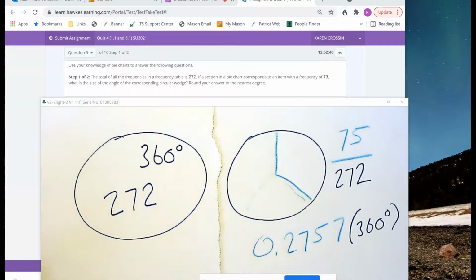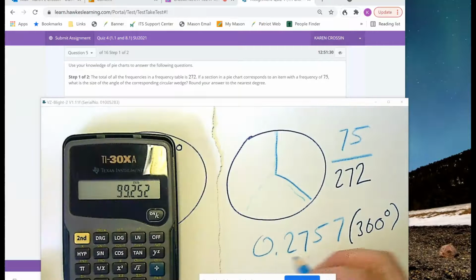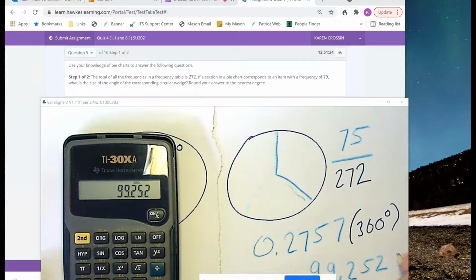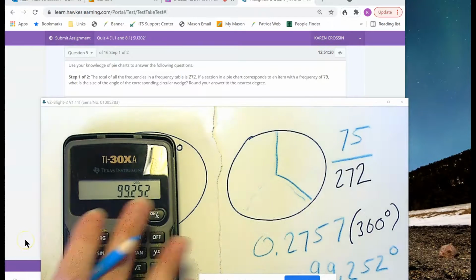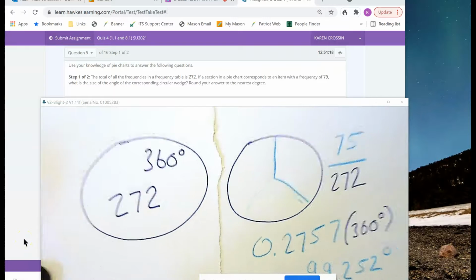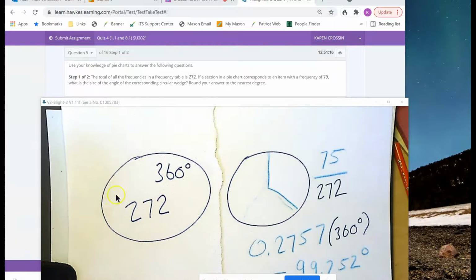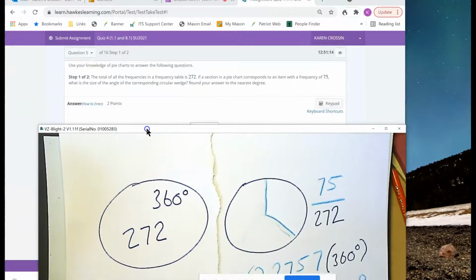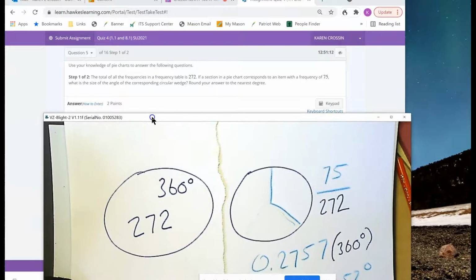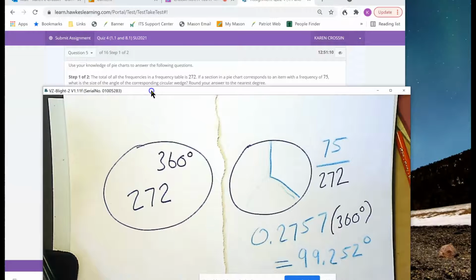All right, we stuck it in our calculator. We got 99.252 degrees, and I know that they don't want that kind of accuracy here, so let's see if we can bring that down and see what they ask you to. Round your answer to the nearest degree is what they say right there, nearest degree. So what are we going to do for the nearest degree?